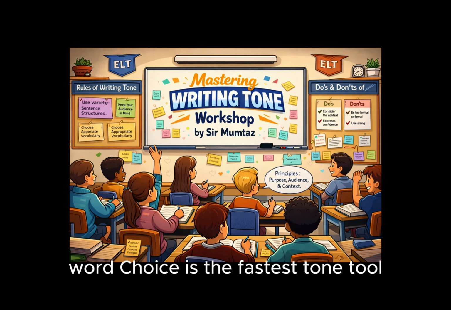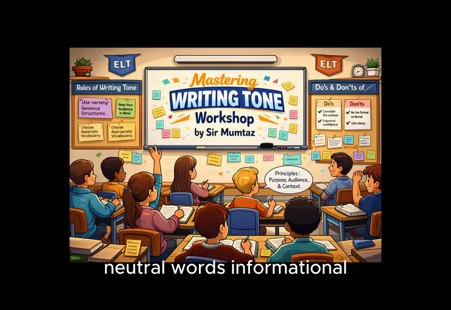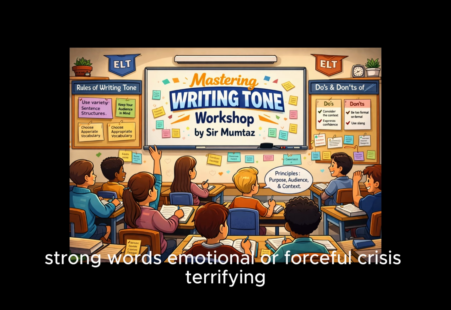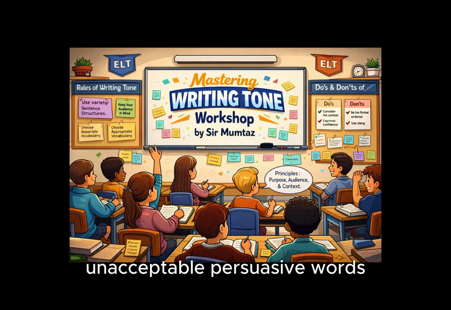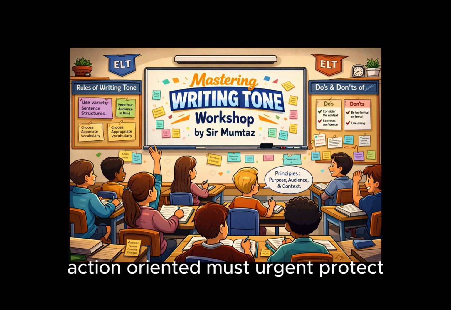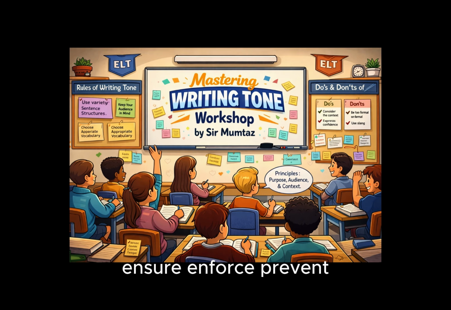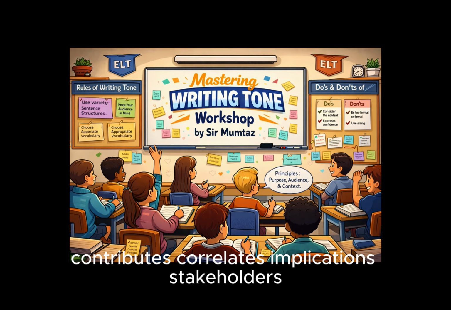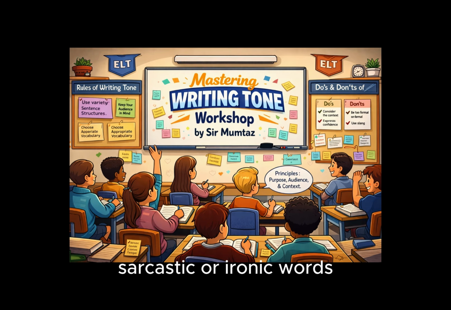Word choice is the fastest tone tool. Neutral words, informational: increase, issue, factor, impact, concern. Strong words, emotional or forceful: crisis, terrifying, shameful, brutal, unacceptable. Persuasive words, action-oriented: must, urgent, protect, ensure, enforce, prevent. Academic words, formal, analytical: indicates, suggests, contributes, correlates, implications, stakeholders. Sarcastic or ironic words, careful use: apparently, of course, sure, how wonderful.